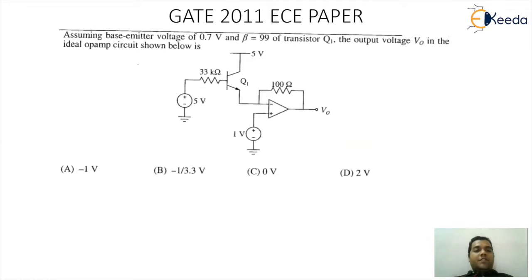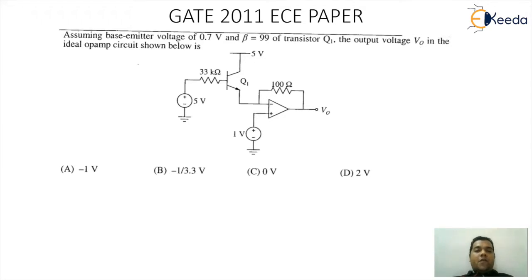So this question is from the GATE 2011 ECE paper, and the question is: assuming base emitter voltage of 0.7 volt and beta equal to 99 of transistor Q1, the output voltage VO in the ideal op-amp circuitry shown below is. So we are supposed to find the value of output voltage VO.